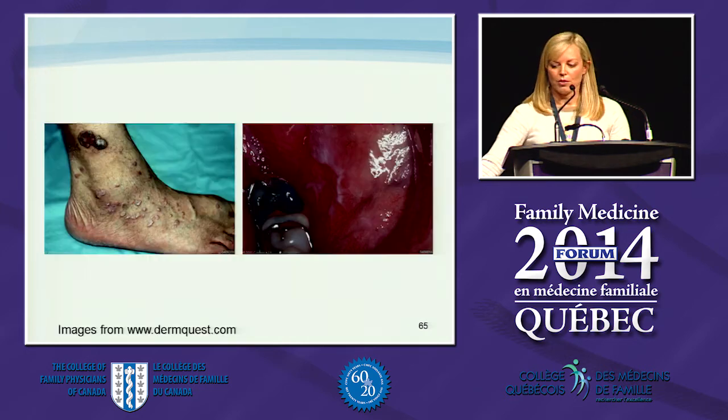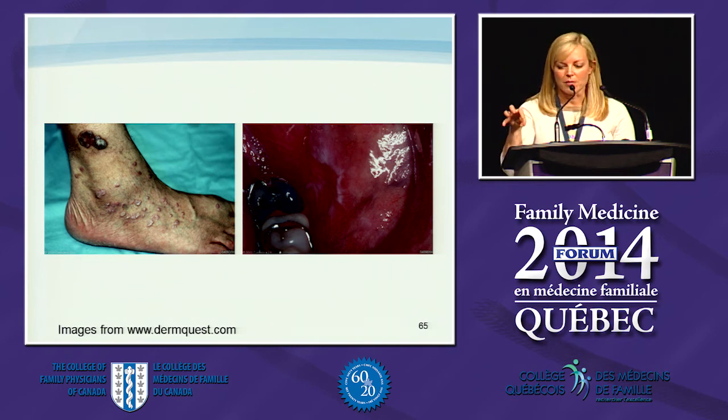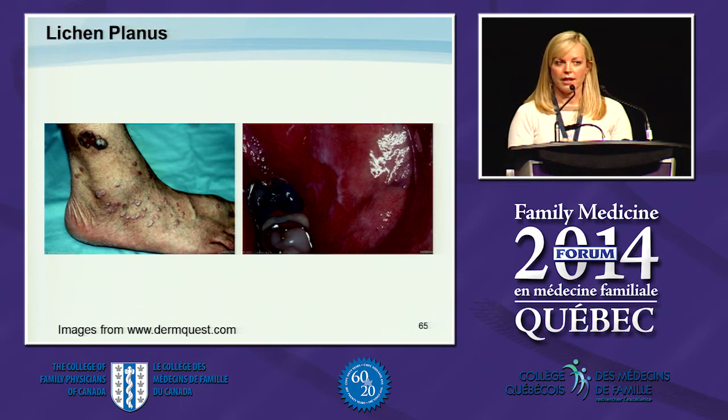You could also perhaps take a look around his ankles. That'd be another place, or you could take a little peek in his mouth. So of course we're seeing some Wickham striae in his mouth. We're seeing some similar violaceous papules around his ankles and his lichen planus.